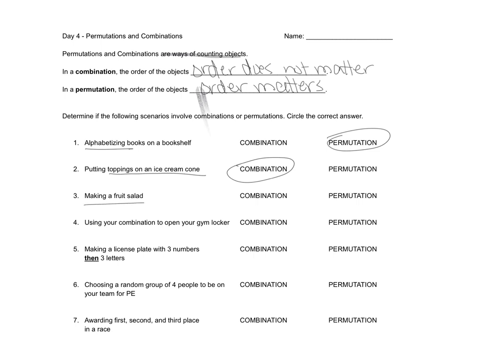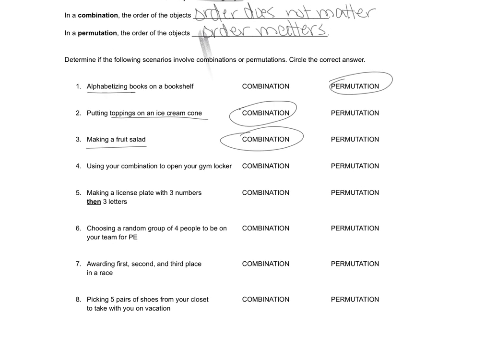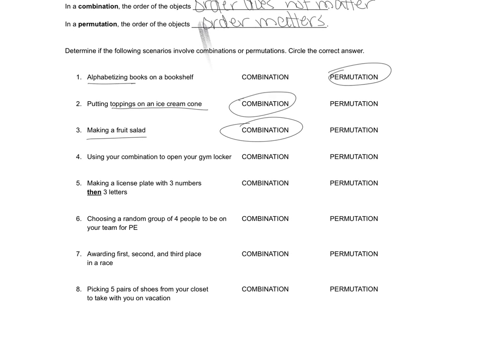Same thing with a fruit salad. It doesn't matter if you cut the carrots or the strawberries before you do the grapes or anything like that. So the order for making a fruit salad doesn't really matter either. Now, when you go to open your lock, a combination on a lock, you have to put that combination in a specific order, so that would be a permutation. The numbers have a specific order they need to be in.